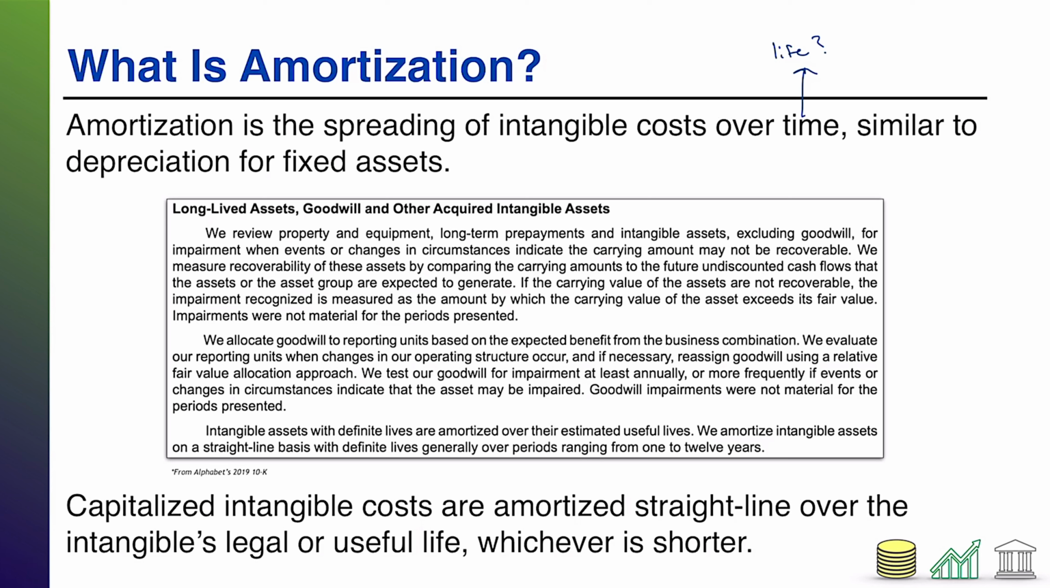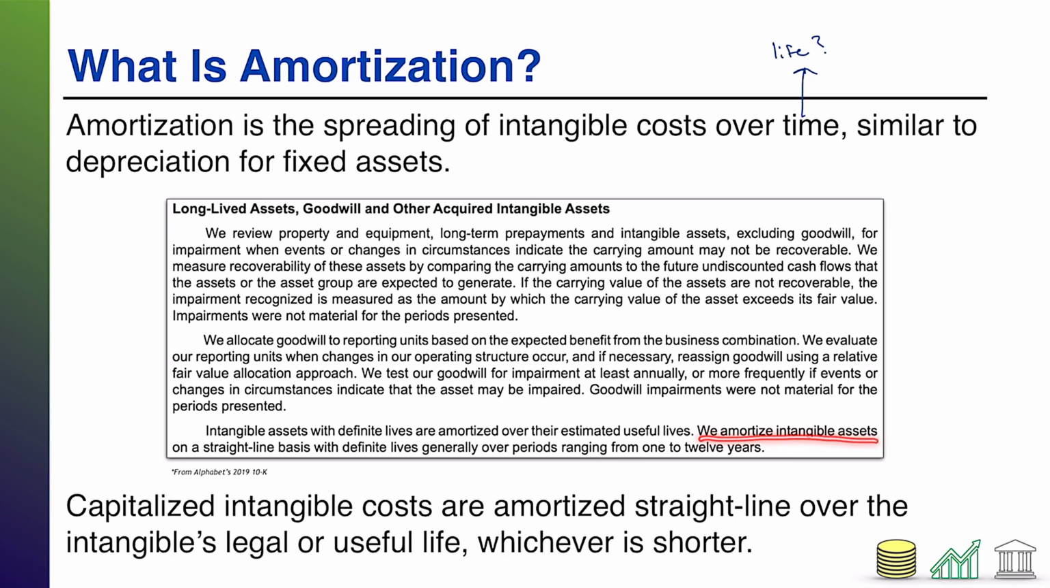So here I have an example. This is from Alphabet's 10K. Alphabet is what used to be known as Google, right? Now Google is a kind of a sub-company of Alphabet. And this comes straight out of their notes to their financial statements. And it says, long-lived assets, goodwill, and other acquired intangible assets. And I just want you to skip all this stuff and scroll right down to the bottom, where it says, intangible assets with definite lives are amortized over their estimated useful lives. Sounds just like depreciation, right?